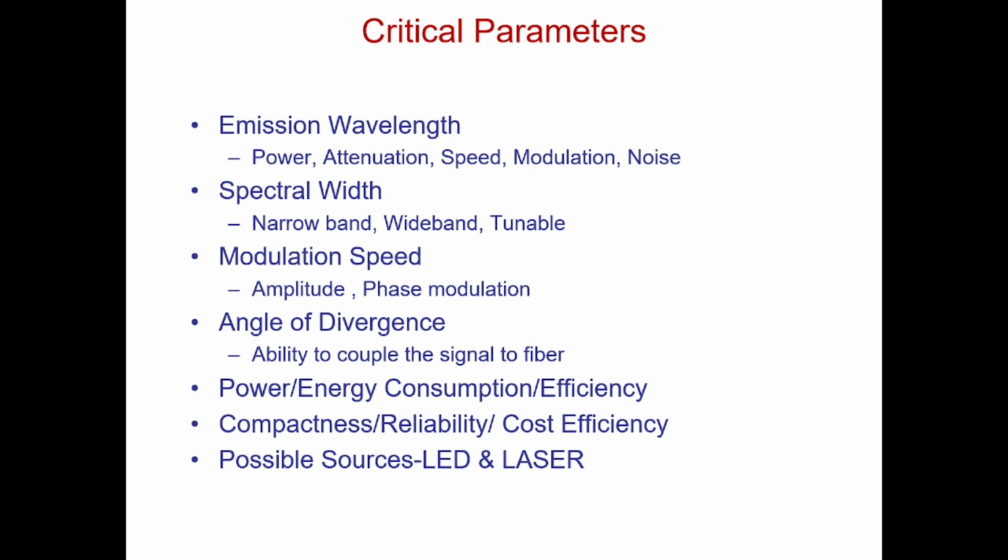Then comes the modulation. We can have any type of modulation, so the bandwidth is more essential in this. Then comes the noise. Noise can be either in amplitude or in terms of phase. When you consider the amplitude, it is basically the noise. But phase noise is described in terms of a parameter called line width. So these are the basic fundamental parameters related with the emission wavelength, that is power, attenuation, speed, modulation and the noise.